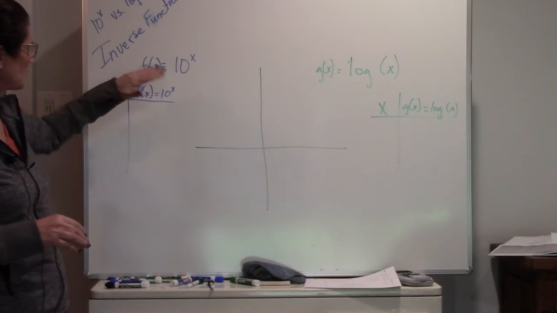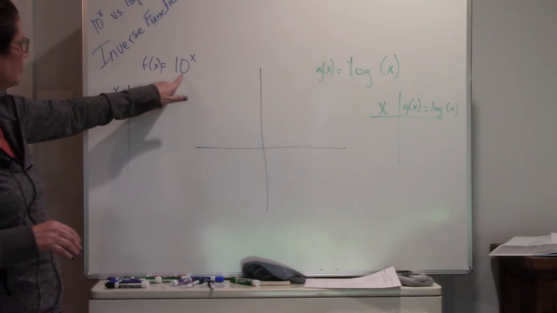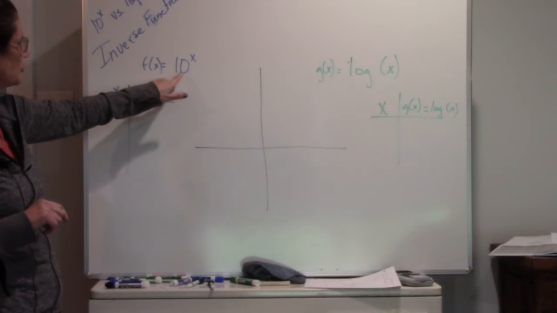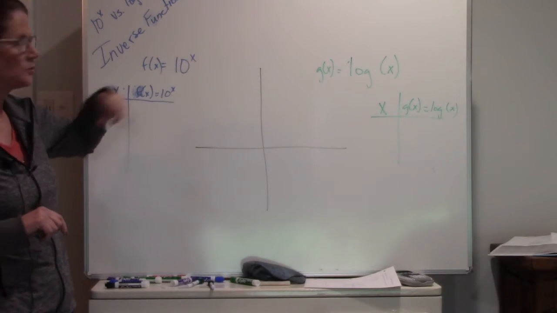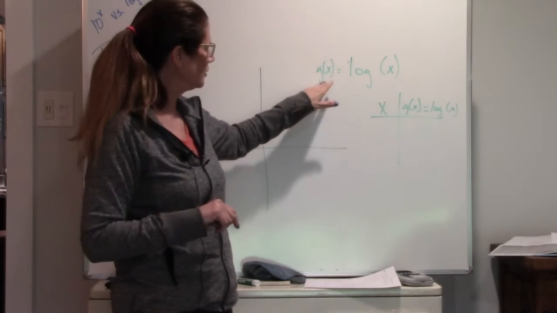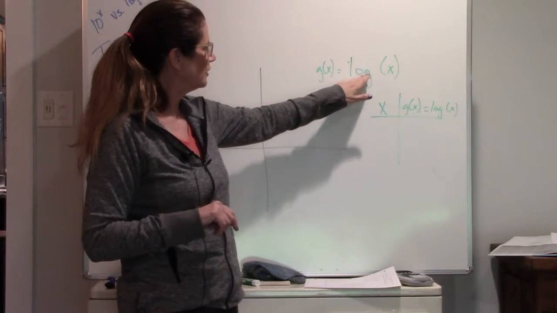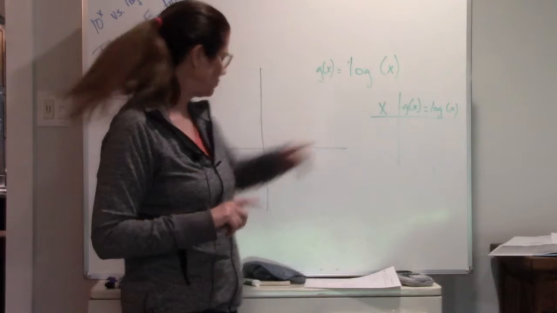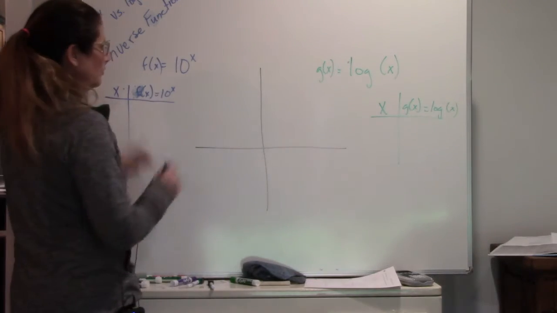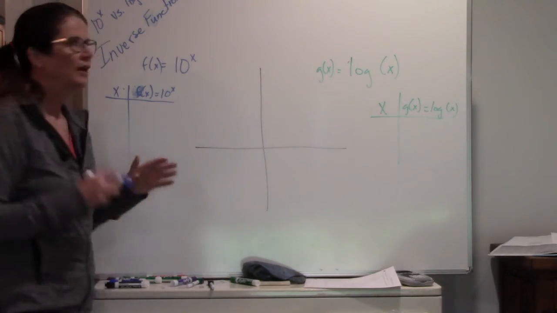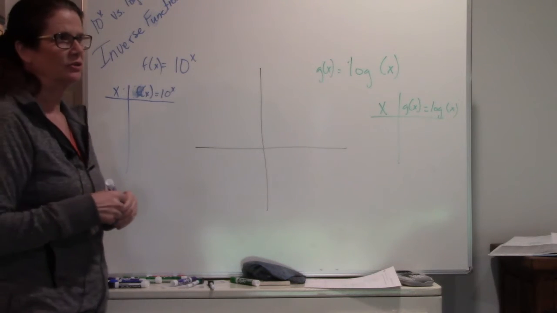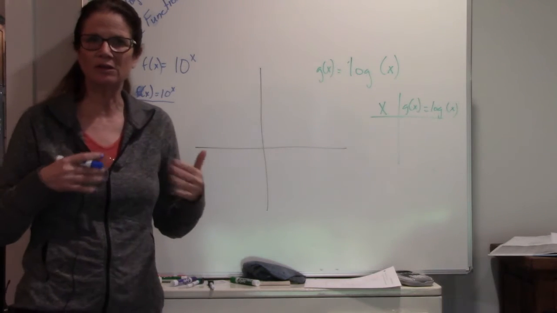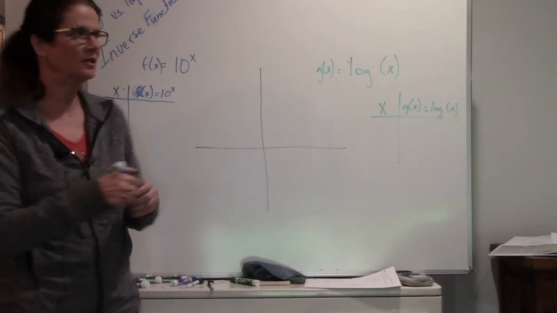So I have my f function, the exponential function, 10 raised to the x power. The unknown is in the exponent. My g function is log of x. Again, just a little background between these two: an exponential function has an inverse of a log function. As I said with the natural log, a log is just an exponent.